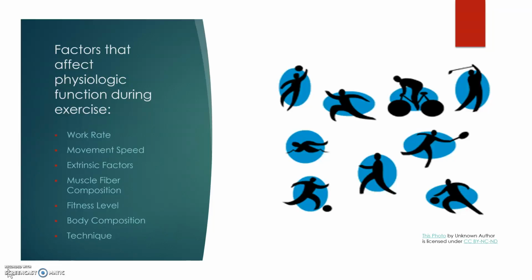Body composition. Activity performed by overweight individuals is lower in efficiency due to an increase in energy cost from carrying the extra weight. Technique. Efficiency is higher and energy expenditure is lower when technique is improved.